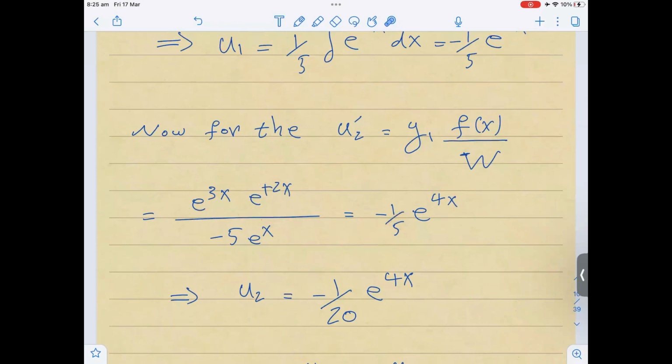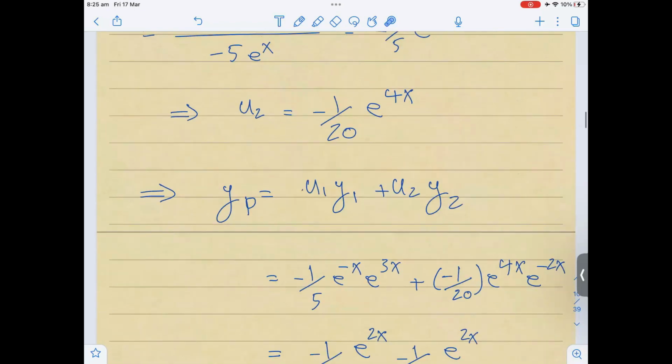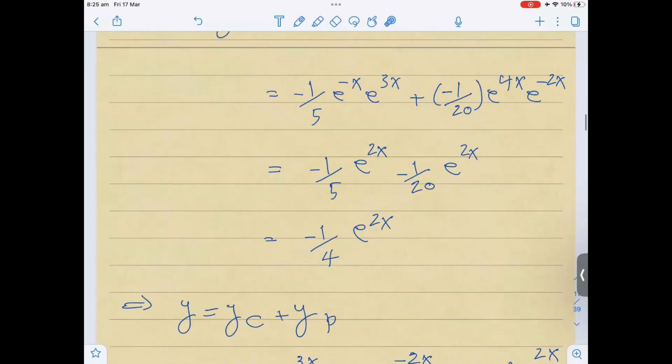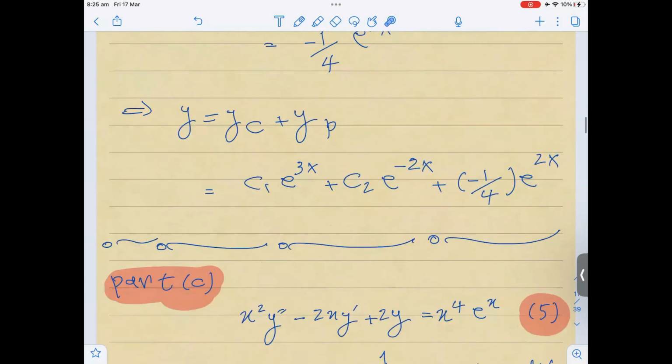So u2 is also simple, so yp will be this guy. Some simplification will give me this one, a coefficient of e to the 2x, which is similar to the right hand side, the non-homogeneous part. So y is this guy.